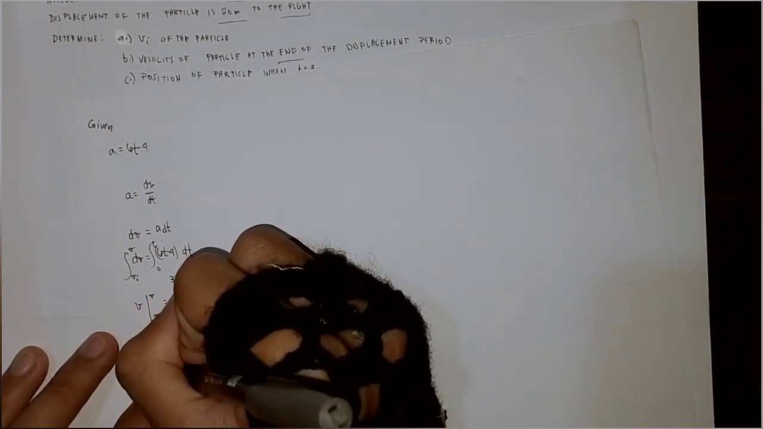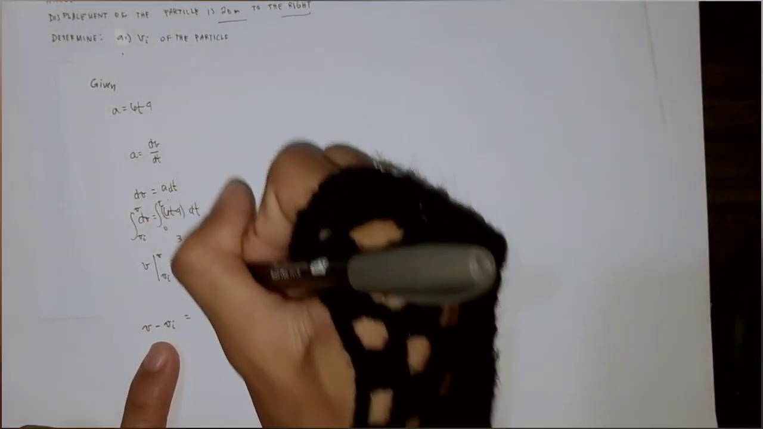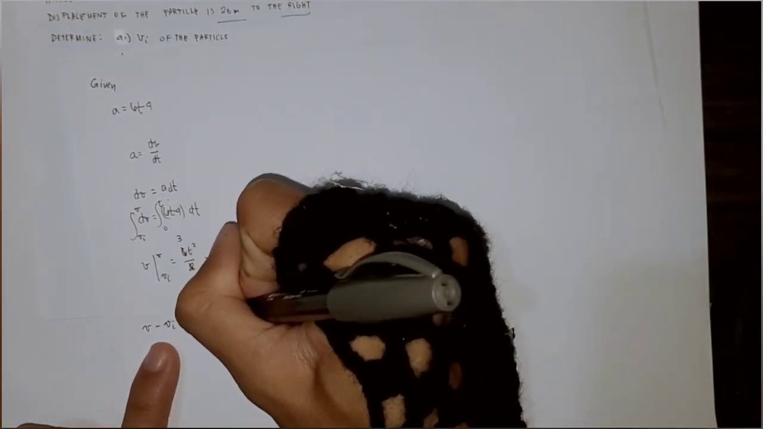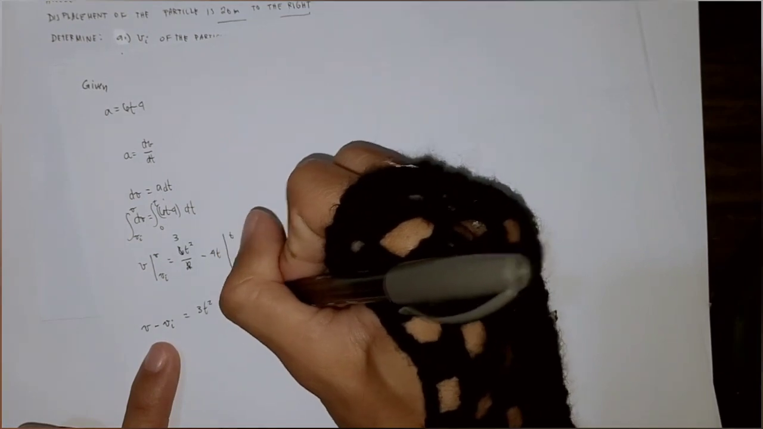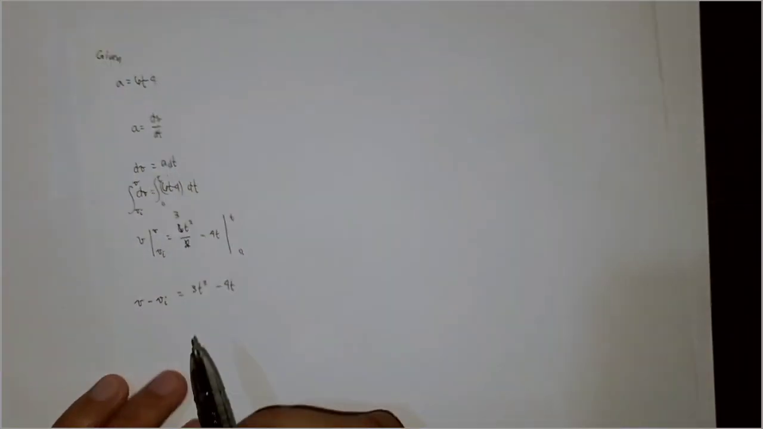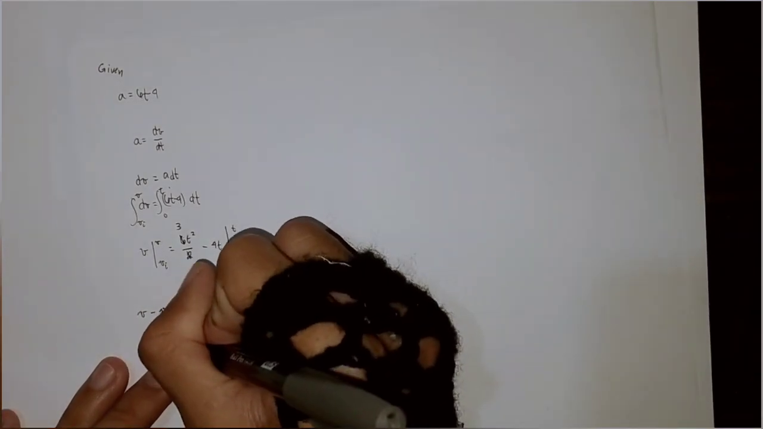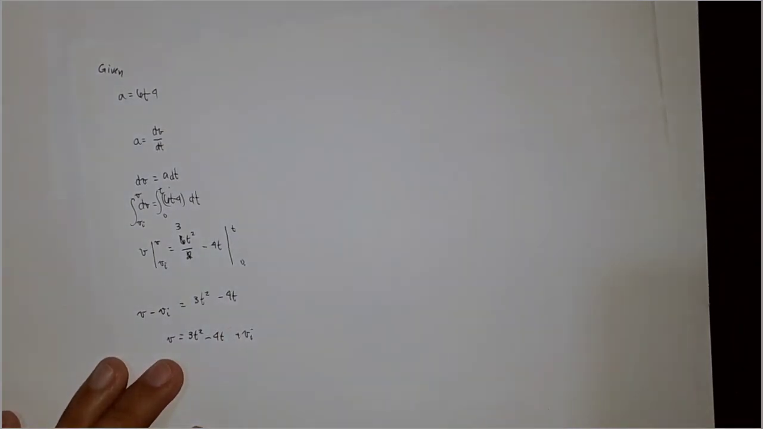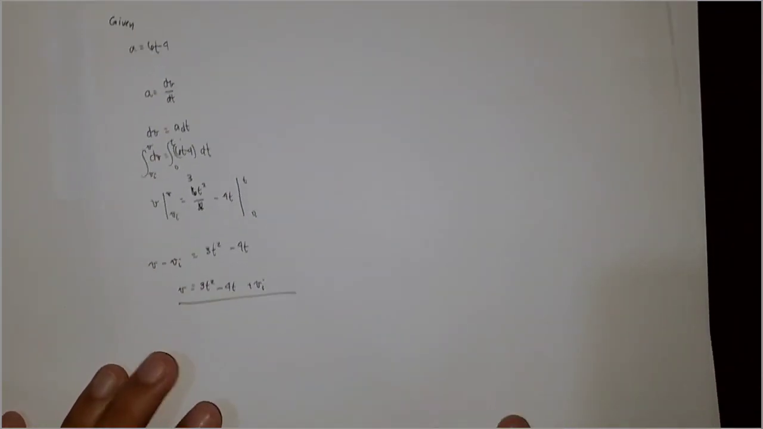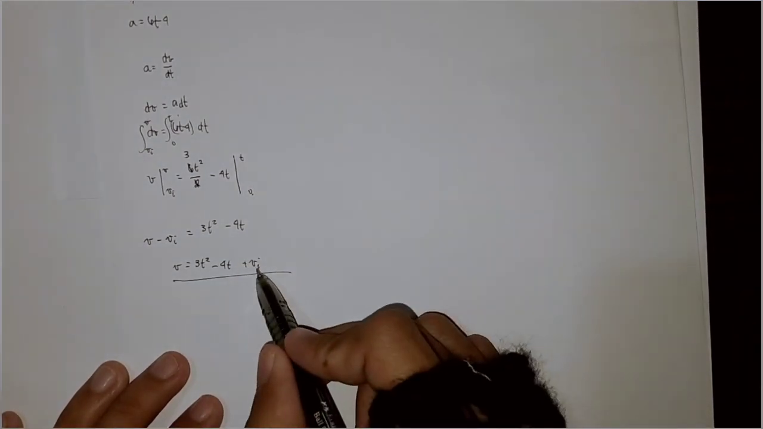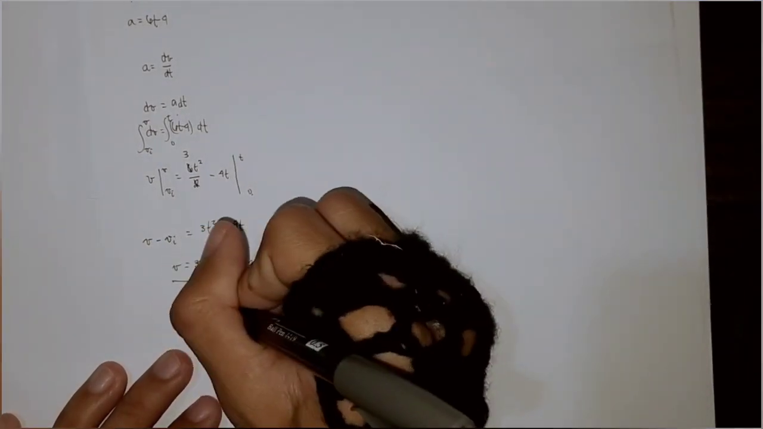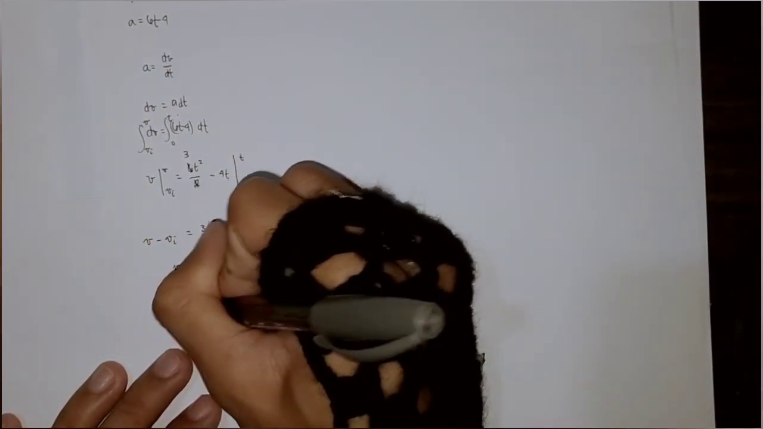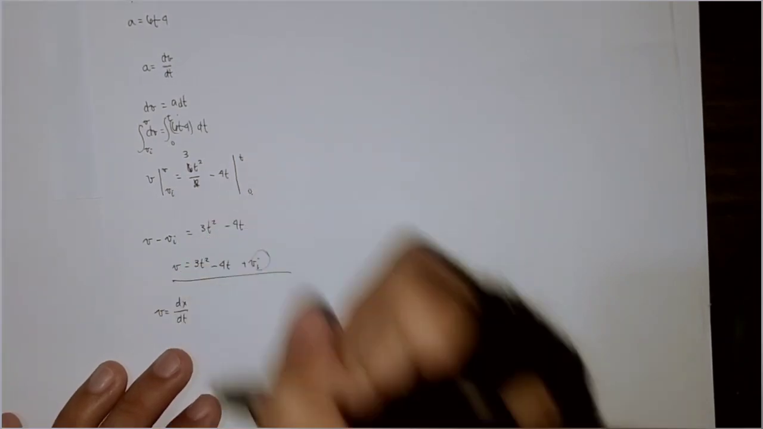We have v final, rather, minus v initial is equal to 3t squared minus 4t. And then we need to transpose the v initial to the other side. We have v = 3t squared minus 4t plus v initial. This is our formula for velocity. We need to find the initial velocity, and then we need to derive this equation again with our formula v = dx over dt.